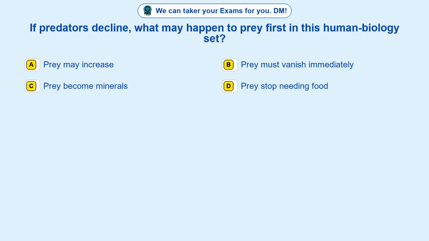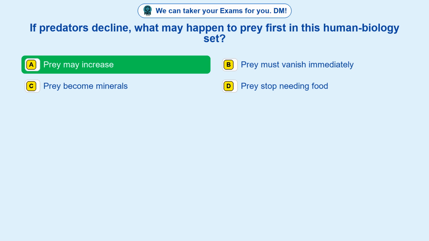Question 18. If predators decline, what may happen to prey first in this human biology set? Option A. Prey may increase. Option B. Prey must vanish immediately. Option C. Prey become minerals. Option D. Prey stop needing food. The correct answer is option A.